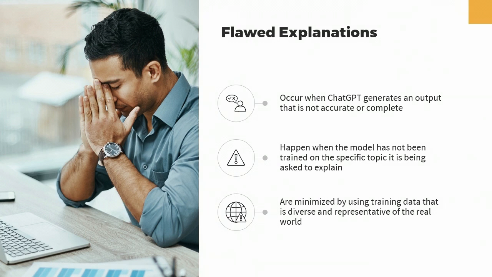Additionally, the model should be trained on a wide range of topics to ensure that it can generate accurate and complete explanations on a variety of subjects. By doing so, we can increase the reliability of ChatGPT and reduce the risk of flawed explanations.